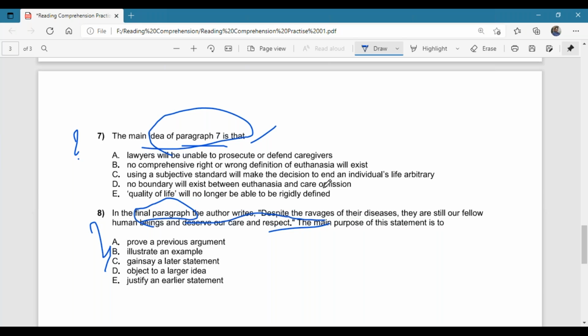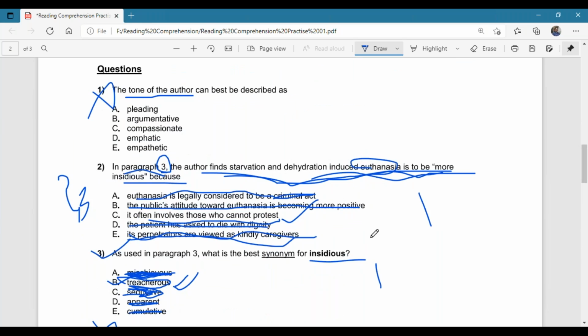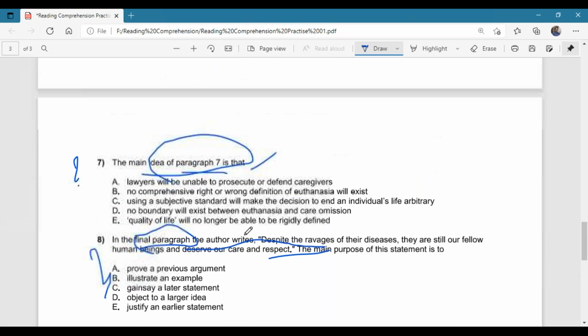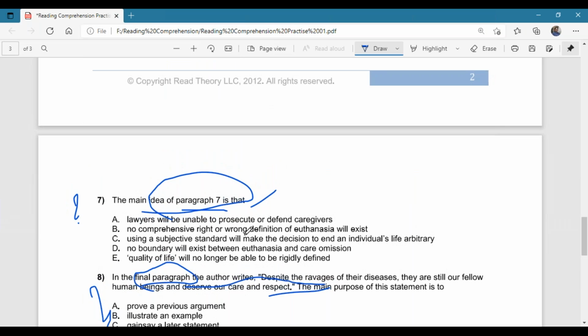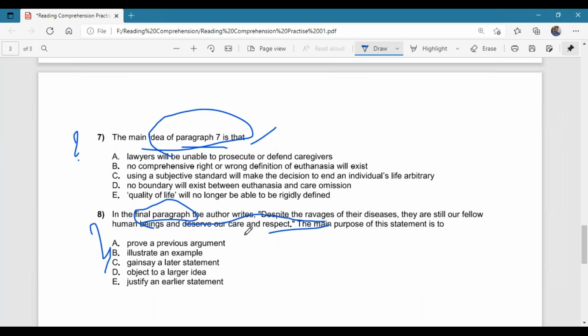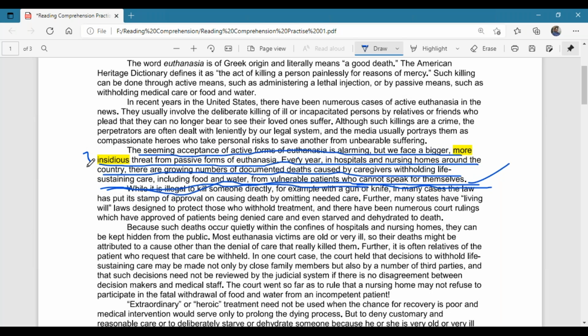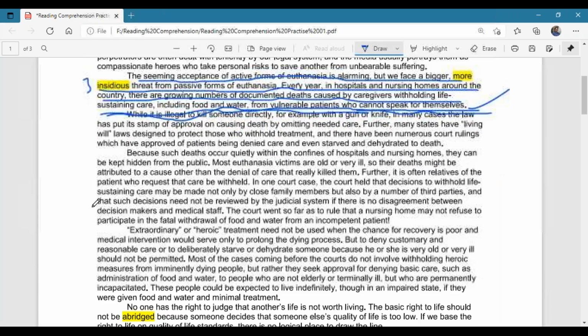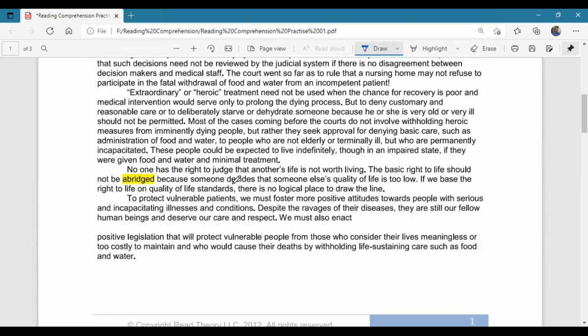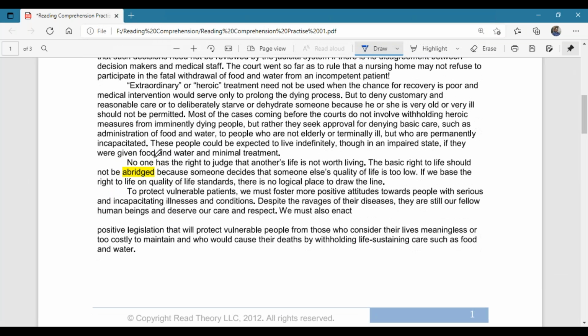Question number 7. See, here also we got one more point. 3 out of 8 without reading the passage at all. Of course, as I'm explaining, it may take more time, right? Otherwise, you can easily solve it within 5 minutes. Less than 5 minutes, actually. Okay. The main idea of paragraph 7 is that. What is the main idea of paragraph 7? To understand this, first of all, you need to go back to paragraph 7. What is paragraph 7? This is 3, 4, 5, 6, 7. Okay, this is the 7th paragraph. The main idea of paragraph 7.